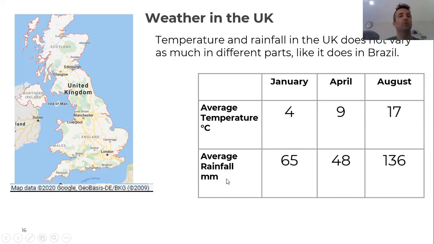And then if you look at the bottom row here, we have average rainfall, which is in millimeters. So remember, we measure rainfall in millimeters of how much rain falls on the ground. We have 65 millimeters on average in January, 48 in April, and 136 in August, which is a bit of a surprise. Now this can change year on year, but this is just an average taken over 1 year in the UK. So generally the temperatures are quite cool, not too hot, and the rainfall changes depending on different seasons. We've got more rainfall in the summer month of August than we do in April, for example.